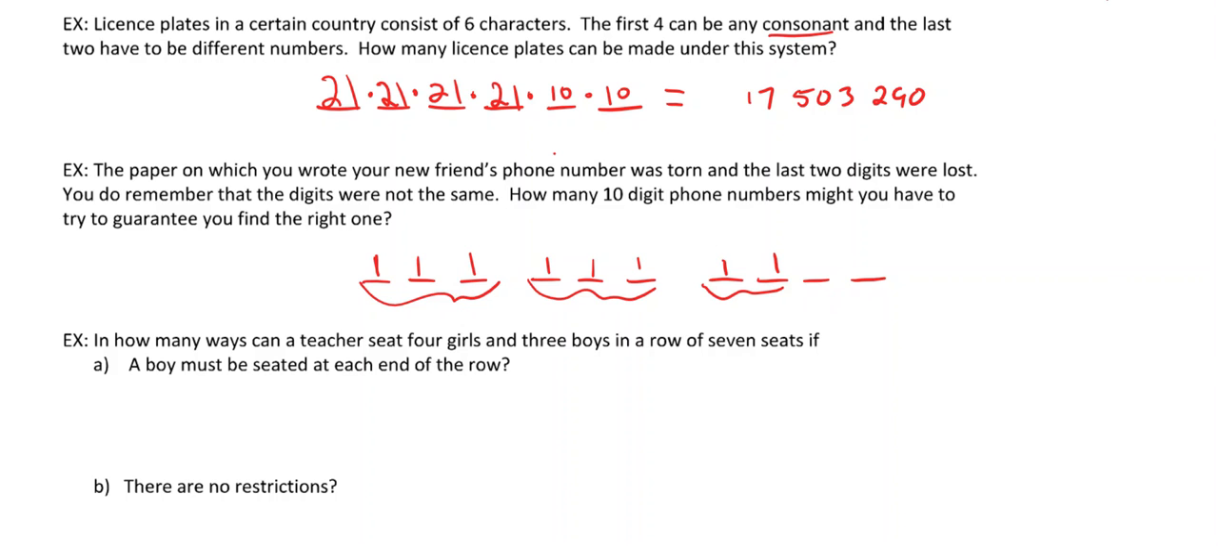So that's not too bad. Then all we have to do is say, for this first number, there's 10 possibilities. And then it says that they were different numbers, right? So how many possibilities are there for the second one? Well, now there's only 9 because we chose one of the 10 for the first one, right? So then in the end, there's 90 possibilities.